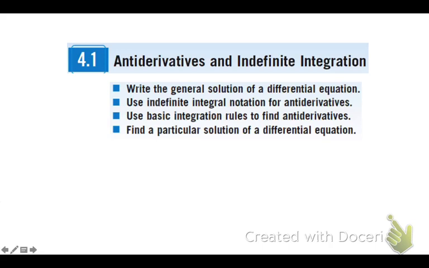Okay, so 4.1, antiderivatives and indefinite integration. We are going to be working on antiderivatives. Well, what do you think antiderivative means? The inverse of a derivative. Okay, it's the inverse operation of a derivative. We need to undo those. We are just going to be introduced today and tomorrow to what those are. We're going to do very basic integration, and then what it is used for is in 4.2.